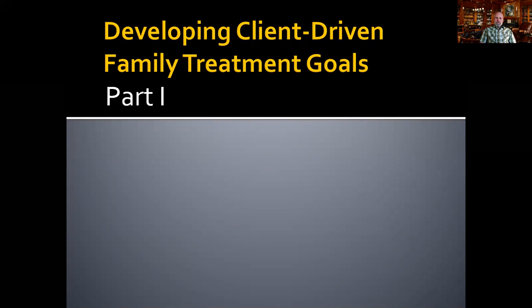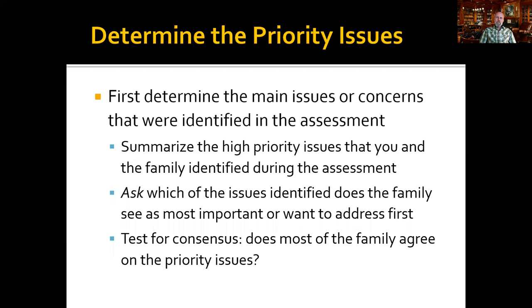All right, let's talk about developing client-driven family treatment goals. So in order to develop a treatment plan with individual treatment goals in that plan, first we need to determine what the priority issues are. Now, a treatment plan is going to come about after there's been some kind of an assessment where we've had a chance to talk to the family, figure out what's going on with them, identify the major points of concern. So when we get to the point of writing treatment goals for the treatment plan, the first thing that we want to do is summarize the high priority issues that you and the family identified during the assessment.